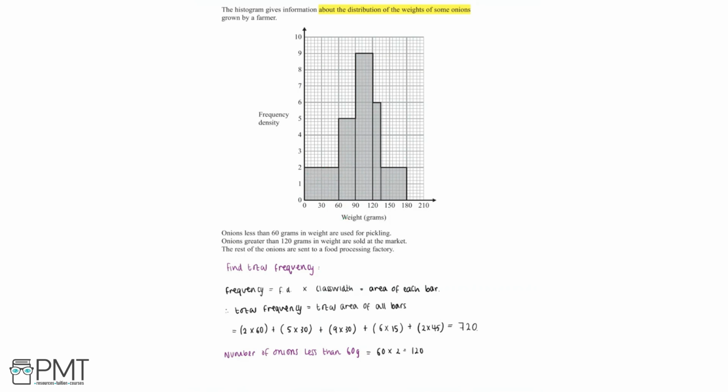Now we want to find the number of onions more than 120 grams. Now again, looking at our histogram, to find information about the number of onions greater than 120 grams, we want to look at the last two bars, because we can see that these two boxes have information about the onions which are greater than 120 grams. Now the area of these two bars would be 6 multiplied by 15 plus 2 multiplied by 45. And when you put this into our calculator, you'll see that the number of onions greater than 120 grams is equal to 180.